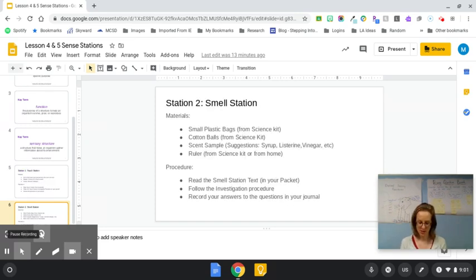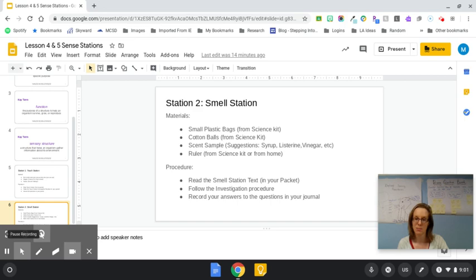The second station you're going to do, and I'm going to go ahead and get my notebook set up for it right away, is going to be the smell station. So I'm going to go ahead and fill that in my journal. For the smell station, you will need the small plastic bags from your science kit.